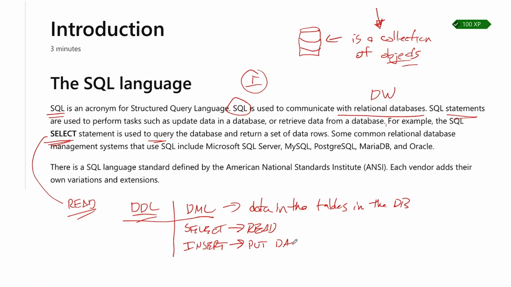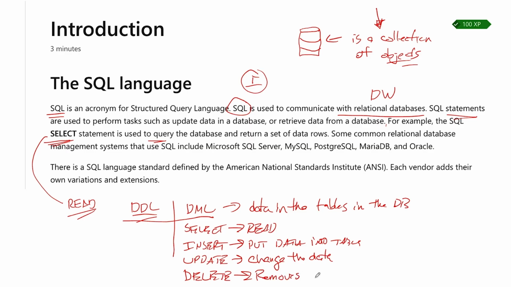Put data into a table. Update. Change. Change the data in that table, and then delete. And I bet you can guess what that one does. This one removes data from the table. These are the core four. You're going to need to know them.